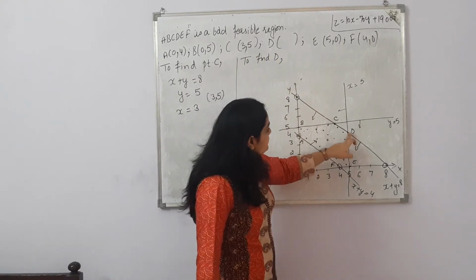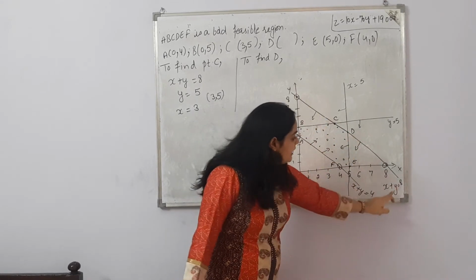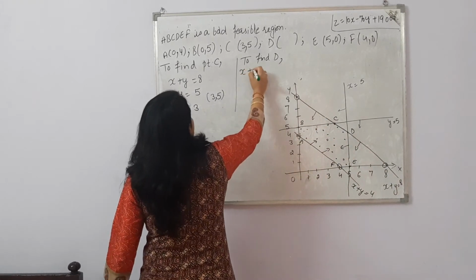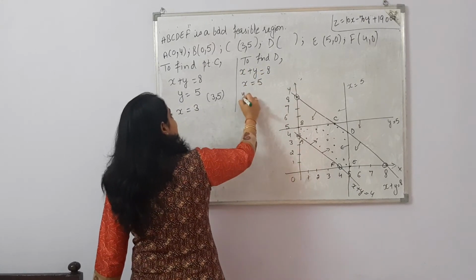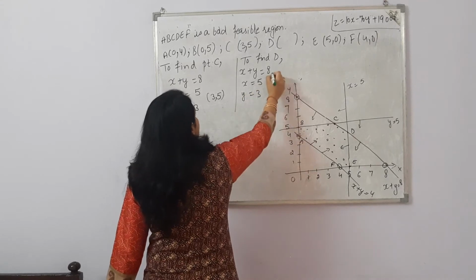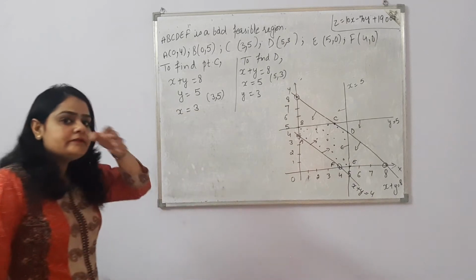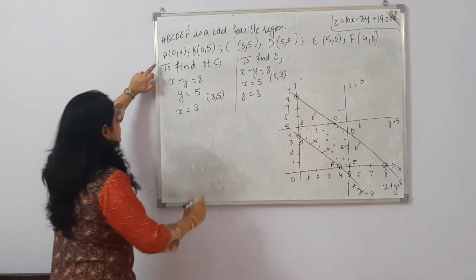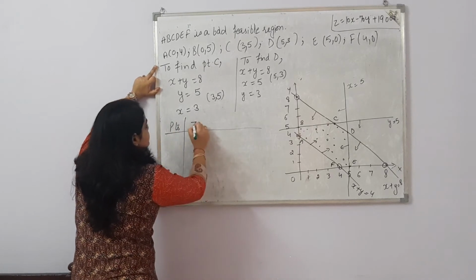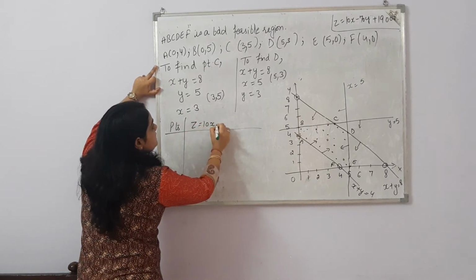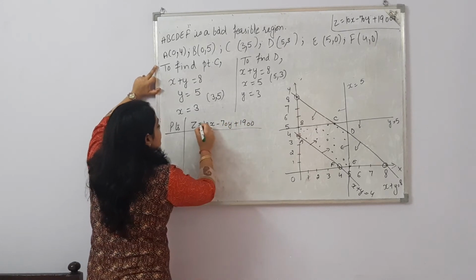Now we'll have to find point D. D is the intersection point of x equals 5 and x plus y equals 8. So x equals 5, then y equals 3. The point will be (5, 3). Now we have all the points. We need to calculate the value of z on all these points. So the points will form a table, and z is 10x minus 70y plus 1900.